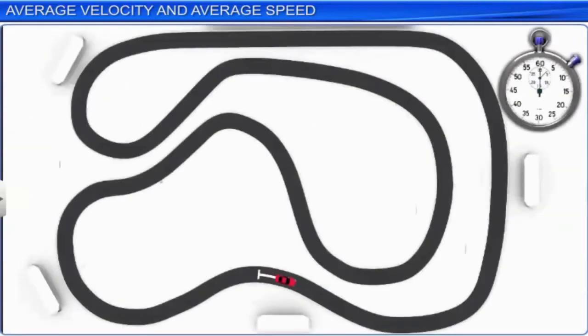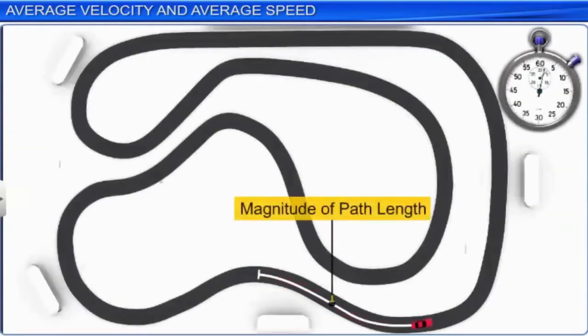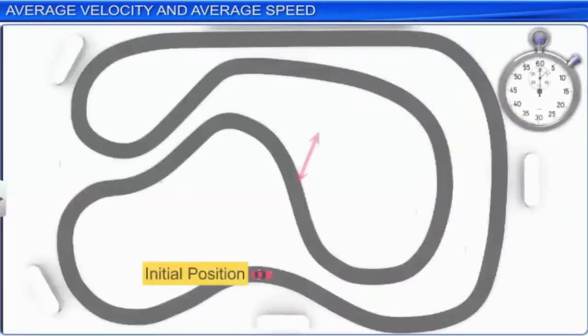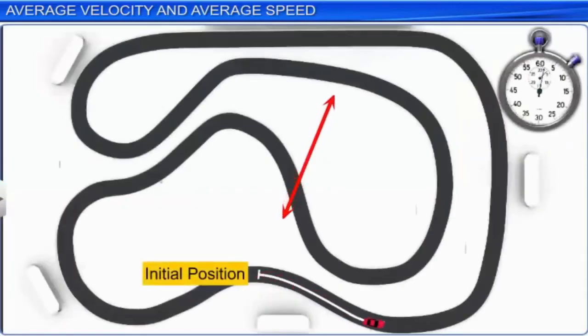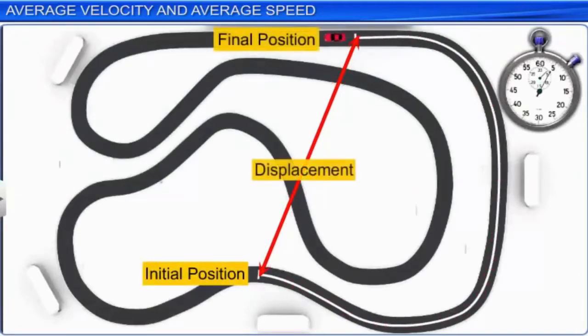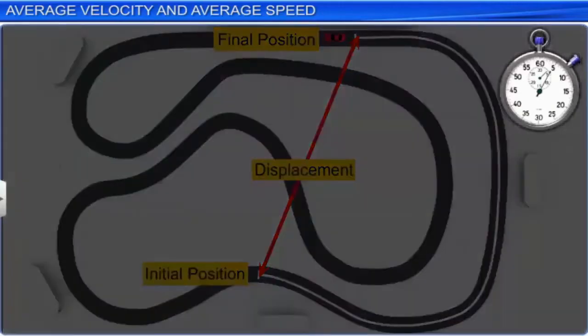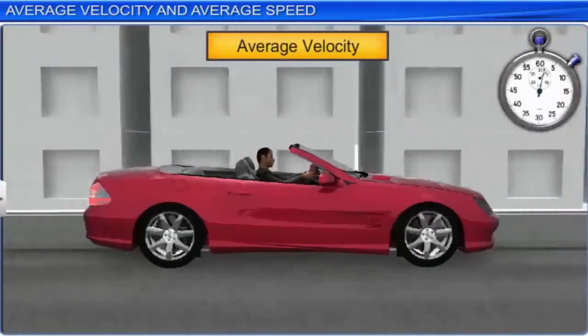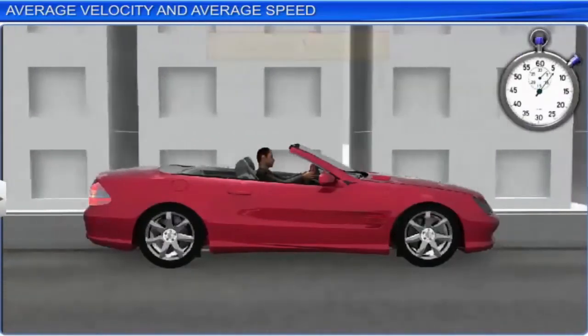Speed depends on the magnitude of the path length described by a body and the time taken to describe this path. Velocity, on the other hand, depends on the displacement of a body and the time taken for this displacement. Let's start with average velocity. A body moving in a straight line is said to be in a rectilinear motion.